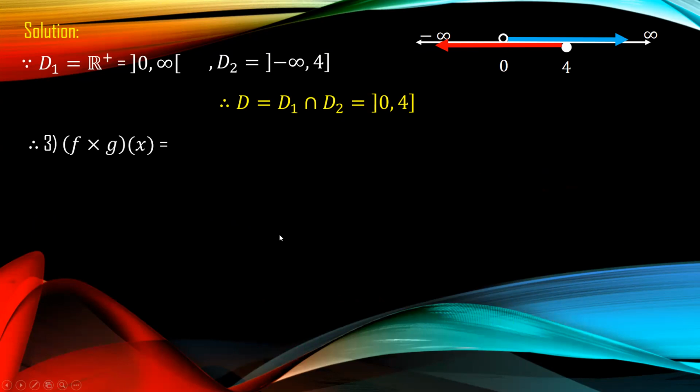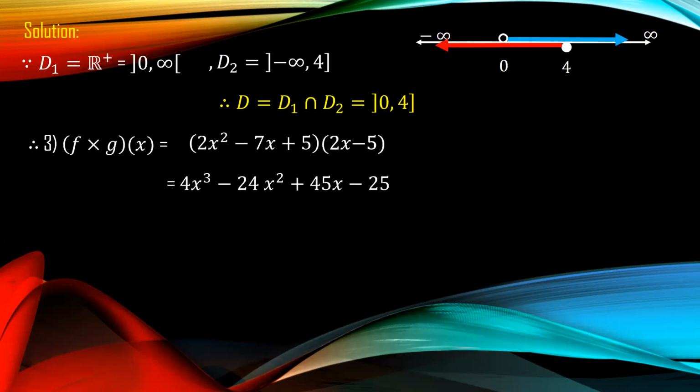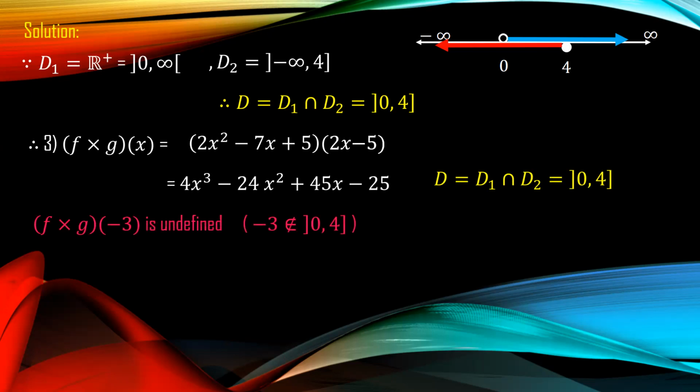f times g of x equals 2x power 2 minus 7x plus 5 times 2x minus 5. It equals 4x power 3 minus 24x power 2 plus 45x minus 25. And its domain is the semi-open interval 0 to 4. To find the value of f times g of negative 3, it is also undefined because negative 3 doesn't belong to the domain of the function f times g.